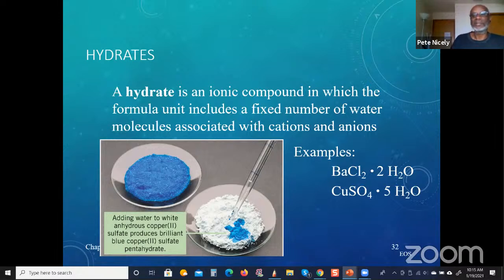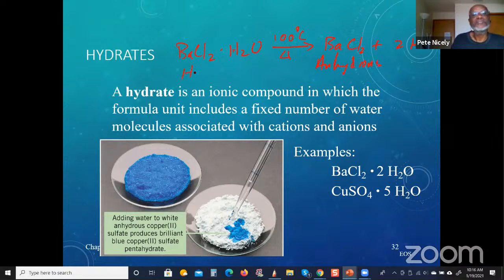Now, a couple of things I want to mention about hydrates. Firstly, it's very easy to convert the hydrate to what we call the anhydrous form. So I'm going to use the barium chloride example to illustrate this. BaCl2·H2O. If you heat this compound to 100 degrees Celsius, you will drive off the water and you're going to end up with the anhydrous form of barium chloride.